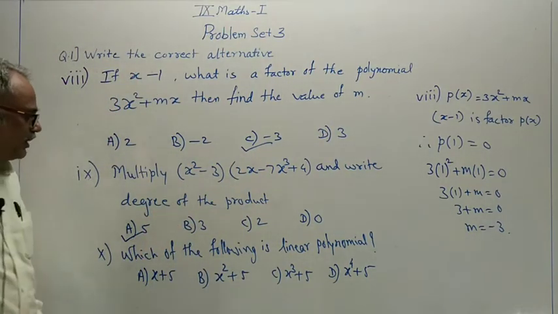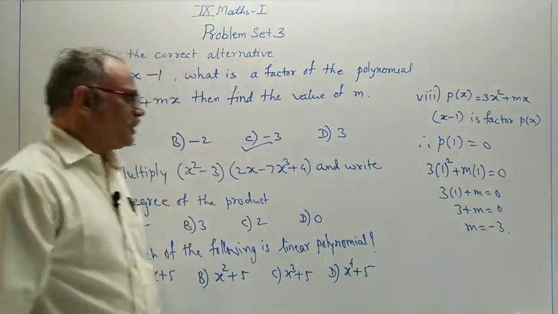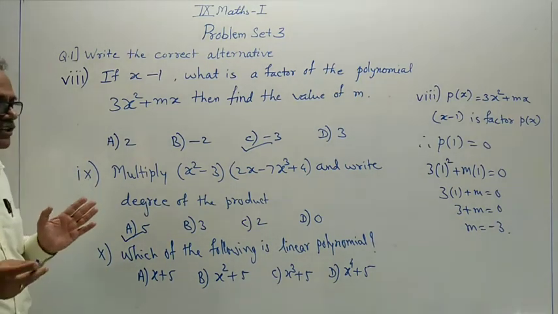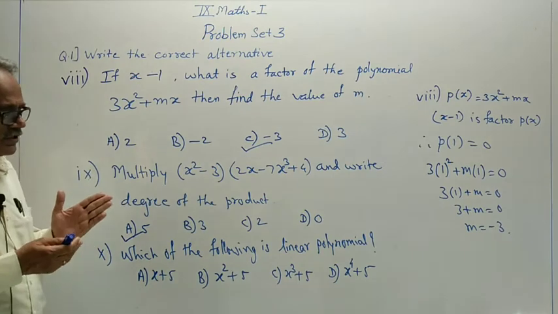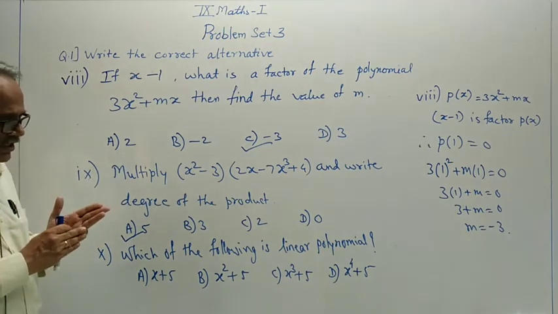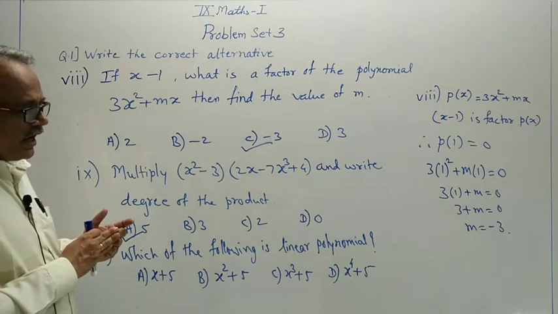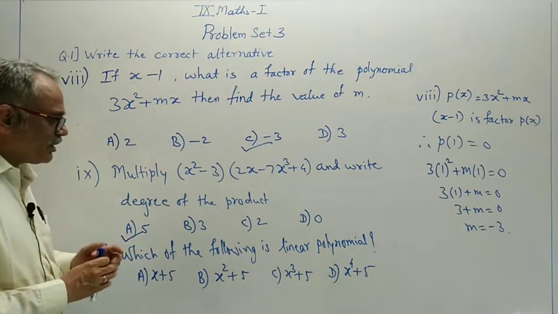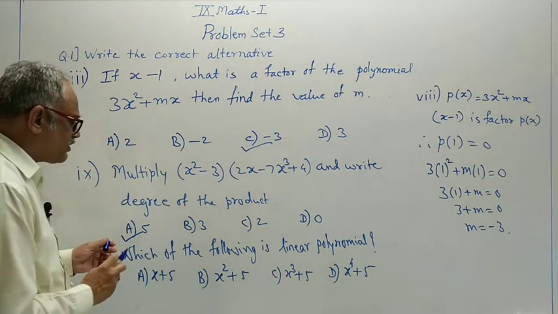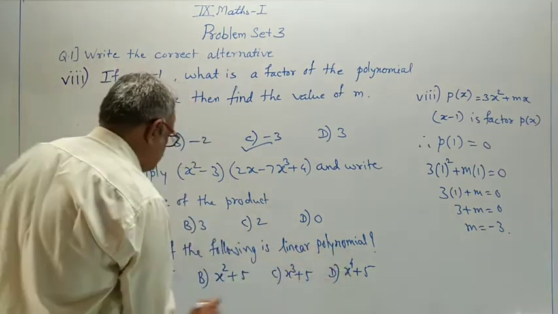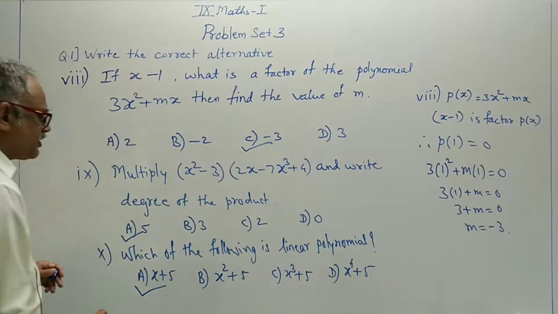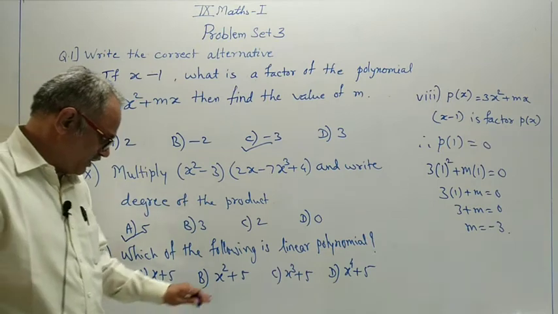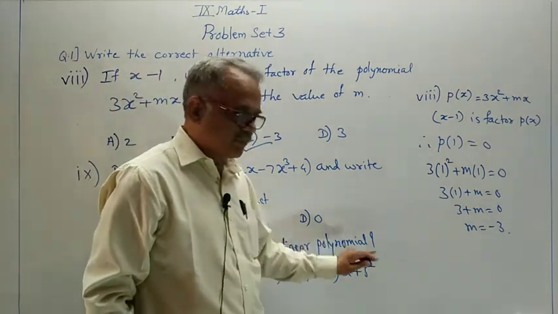And last, which of the following is a linear polynomial? Linear, all of you know, means degree 1. We have learned in one of the exercises types of polynomials according to degree: linear, quadratic and cubic. Cubic means degree 3, quadratic means degree 2 and linear means degree 1. So linear means x raised to 1, only x, no x square, x cube, x4 allowed. So only x should be maximum. So what is the answer? X plus 5 is the linear polynomial out of these. This is quadratic, this is cubic and this is the highest degree polynomial.